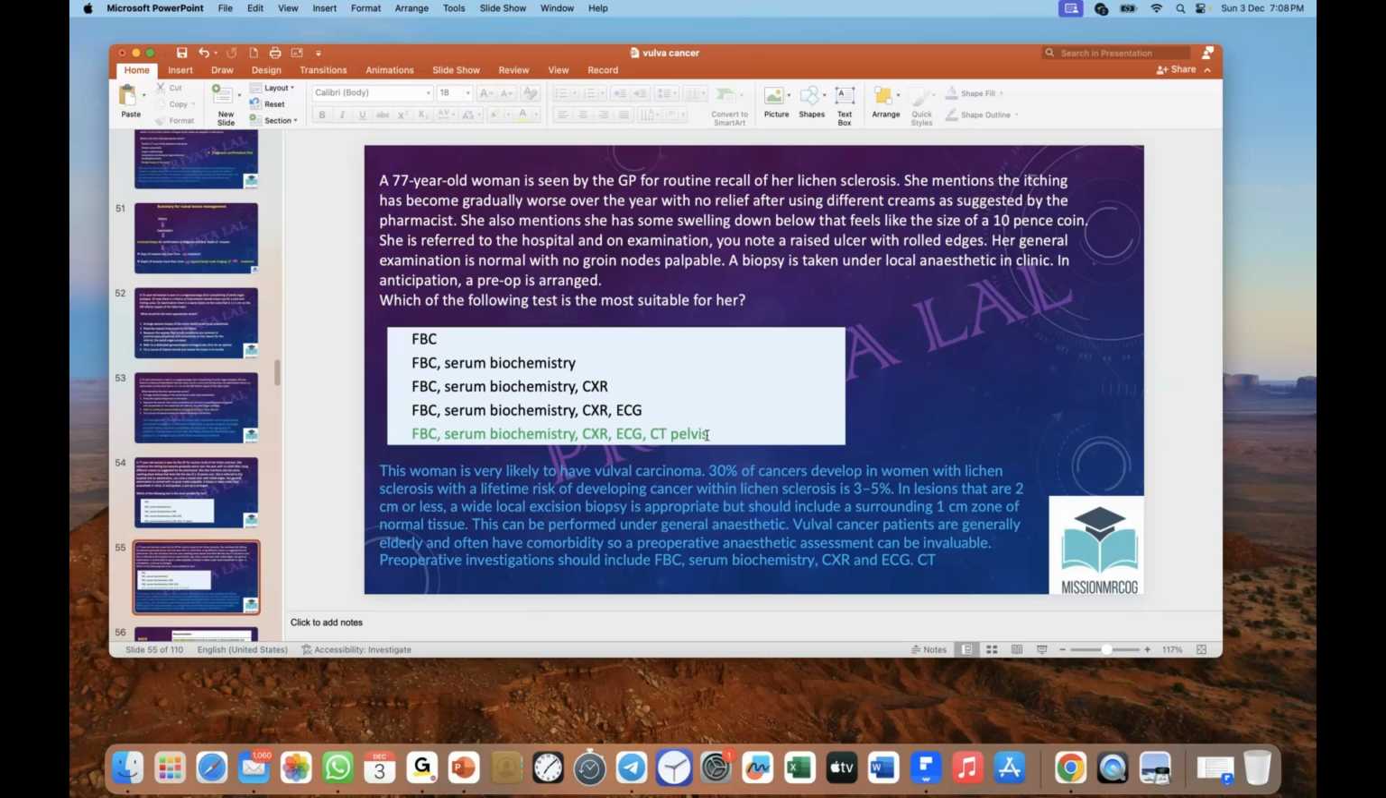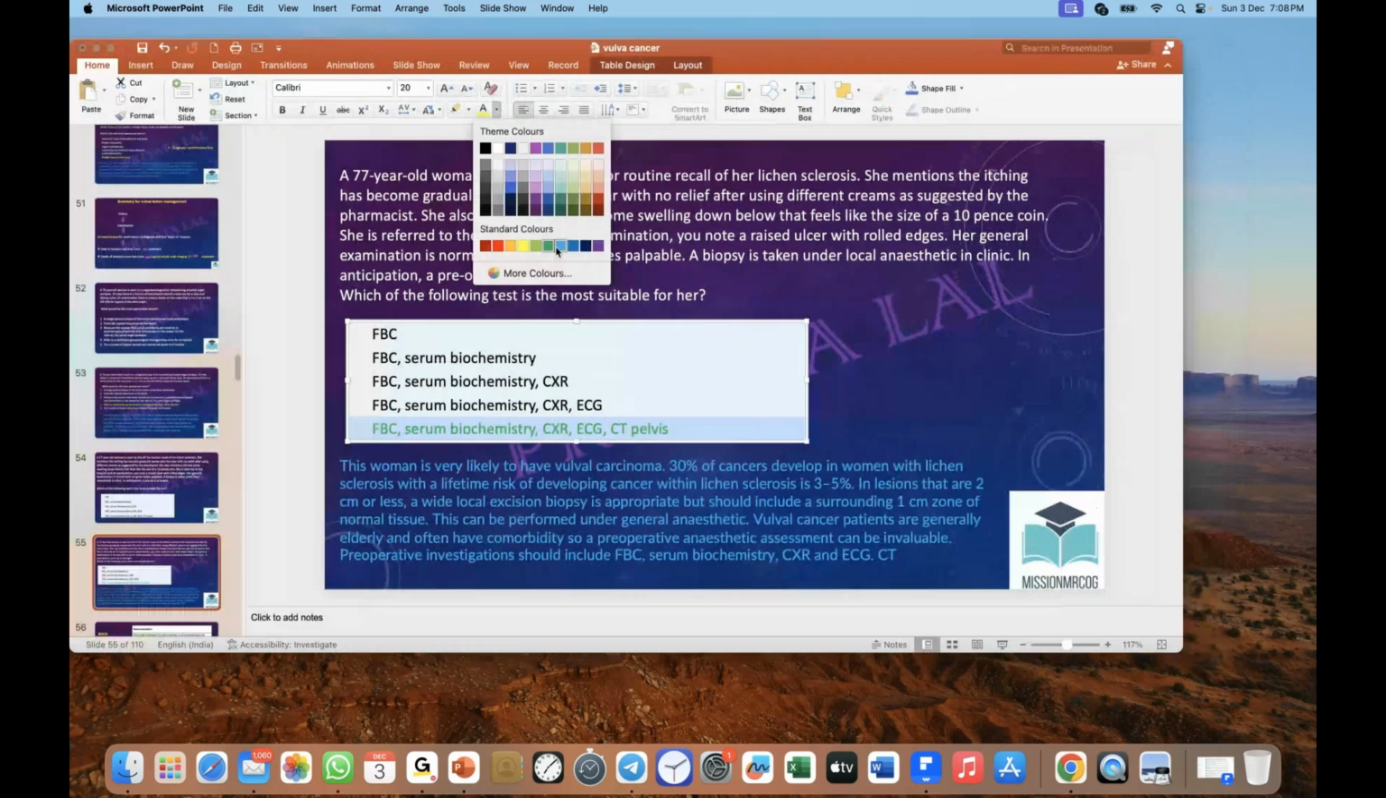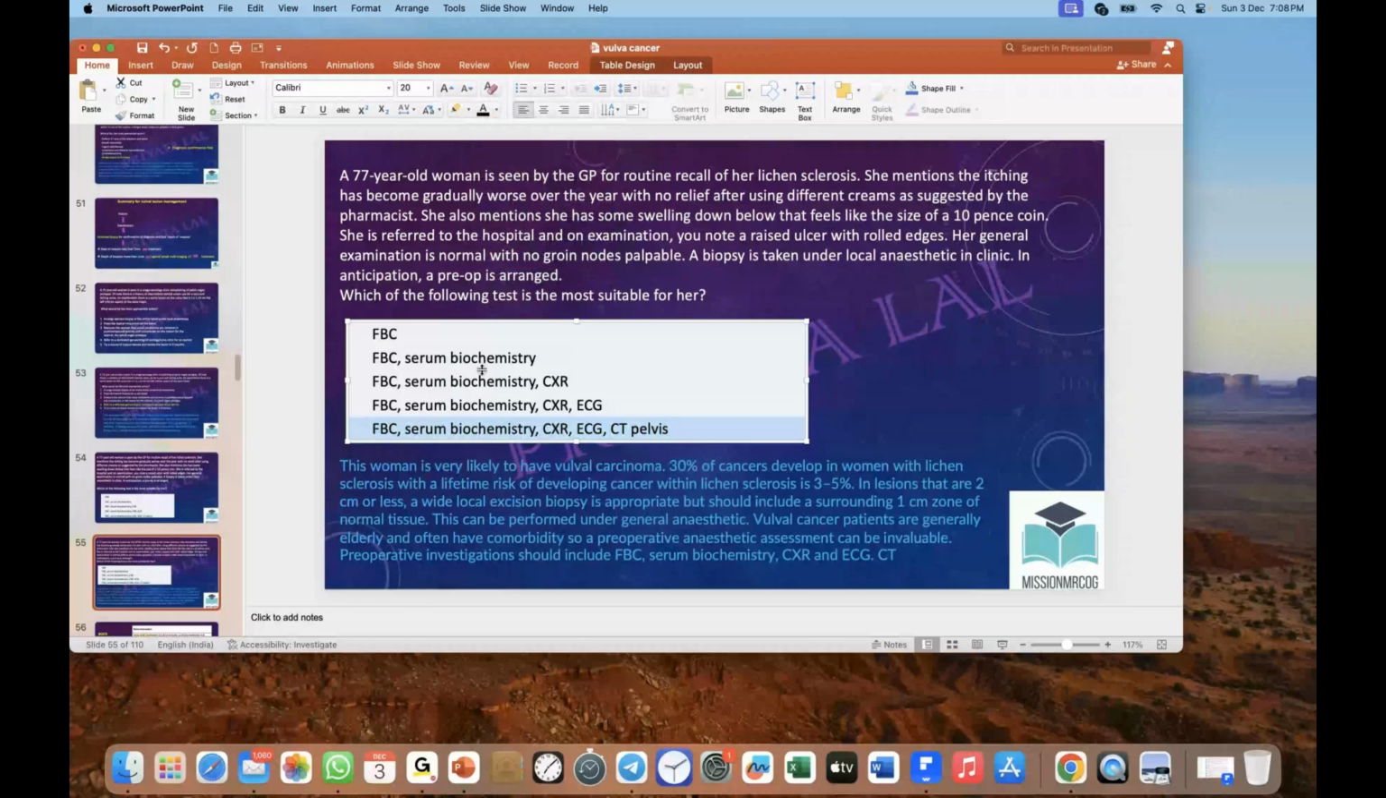But it's a long-standing one, no, ma'am. It's getting worse, her symptoms. So maybe we'll also do the CT pelvis to see the extension. But the notes are not there. There are no notes.